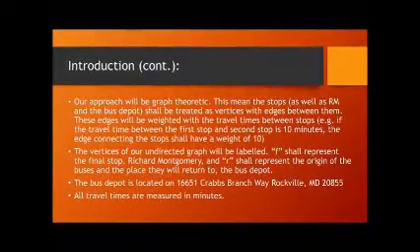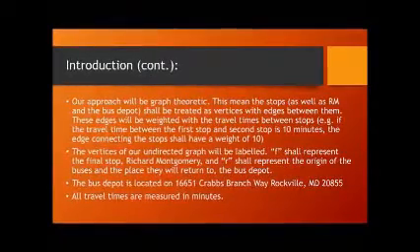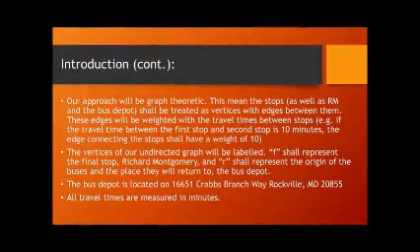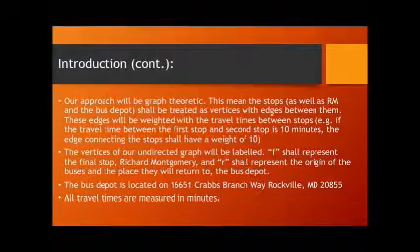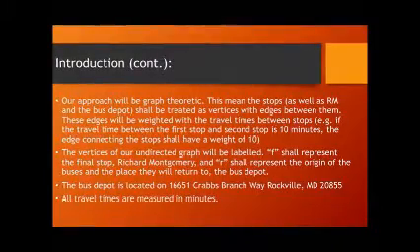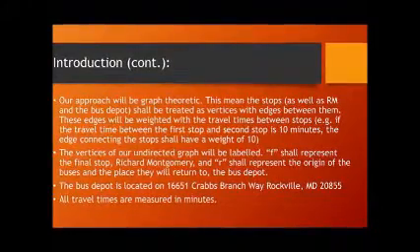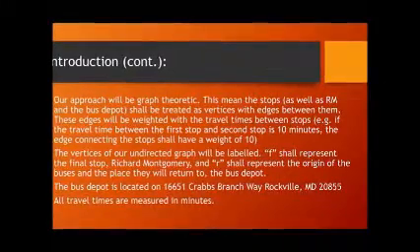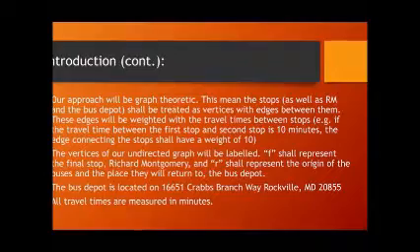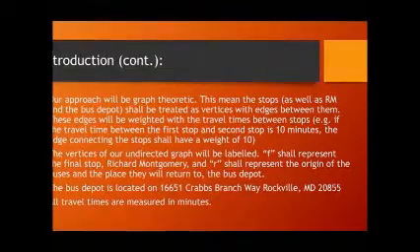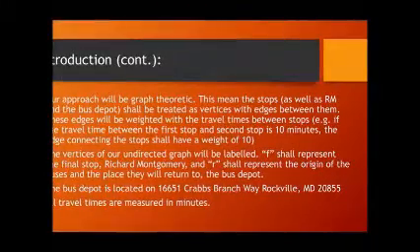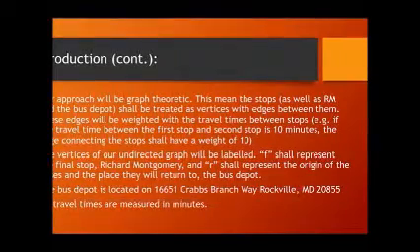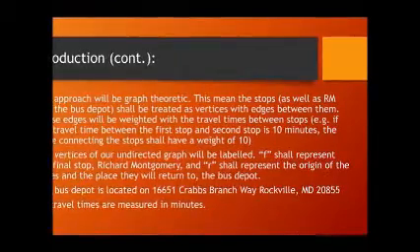So our approach is very simple. It will be based on graph theory, and what this means is that the stops, which include Richmond Montgomery and the bus depot, will be treated as vertices with edges between them. These edges will be weighted with the travel times between stops. For example, if the first stop and the second stop are 10 minutes apart, then the connecting edge will have the weight of 10. It's simple, just take the minutes.